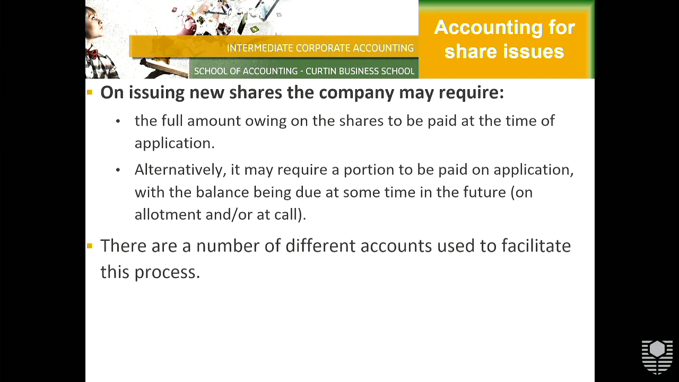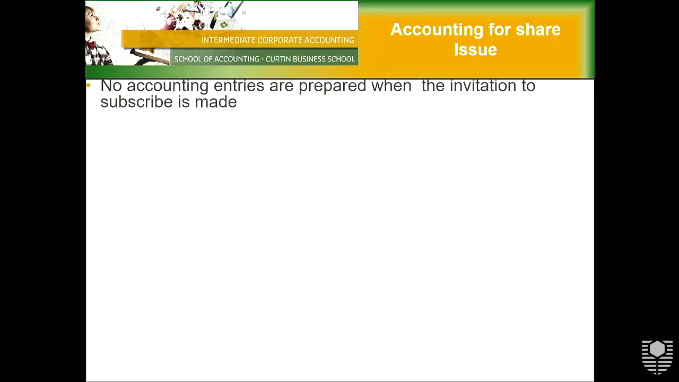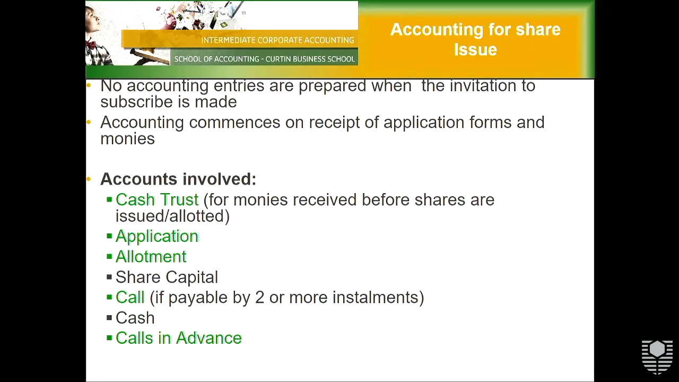So the company can demand payment in full, alternatively payable on application or in calls. And there are a number of different accounts that facilitate this process. No accounting entries are prepared when the invitation to subscribe is made. Accounting commences on the receipt of application forms and monies. All monies go into a cash trust account. The cash trust account is not yours until you have gone through the process and allotted those shares.